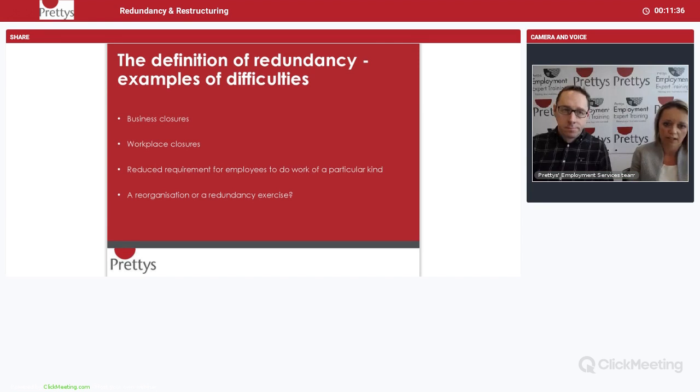And of course you have to go back to the question, is there a reduced requirement for employees to do work of a particular kind? And if the work levels are the same, there isn't actually a reduced requirement for employees to do that work. So perhaps unlikely to be a redundancy situation, but it is something that will be quite specific in some ways. And of course, hot water around part-time discrimination issues as well. Yes, indeed. That opens up a whole different can of worms, doesn't it?